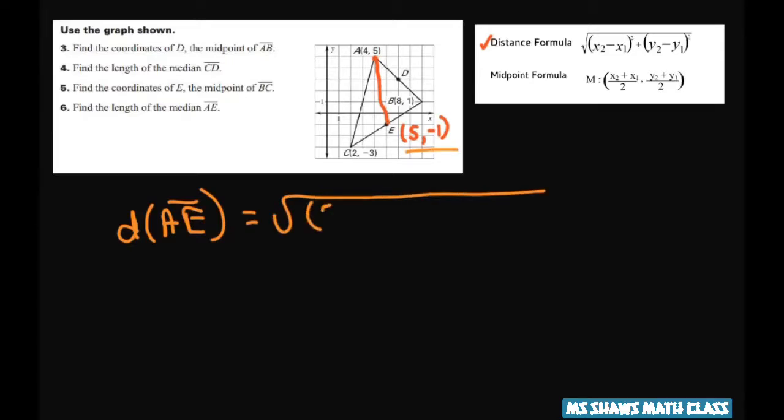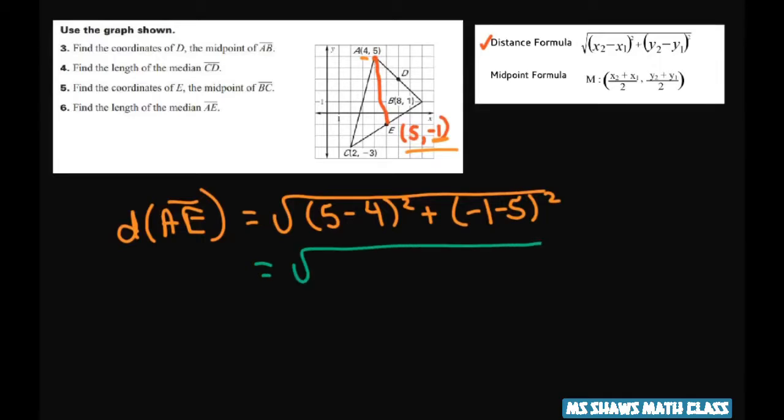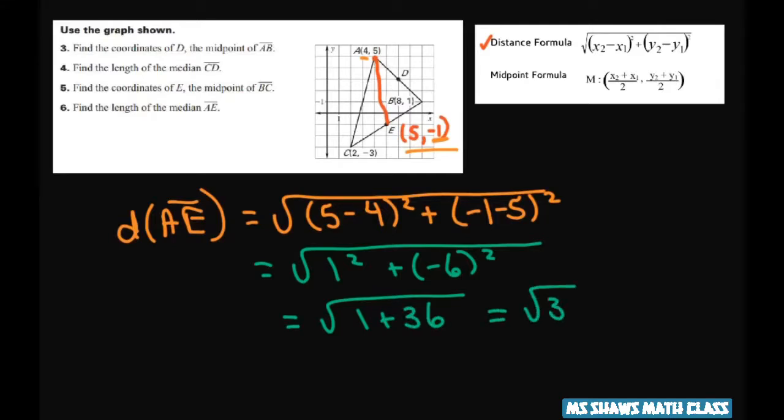So that's going to be my first. 5 minus 4 squared plus negative 1 minus 5 squared. Now that equals 1 squared plus negative 6 squared. And that gives you the square root of 1 plus 36, which gives you the square root of 37. And 37 can't be broken down, so that is your final answer.